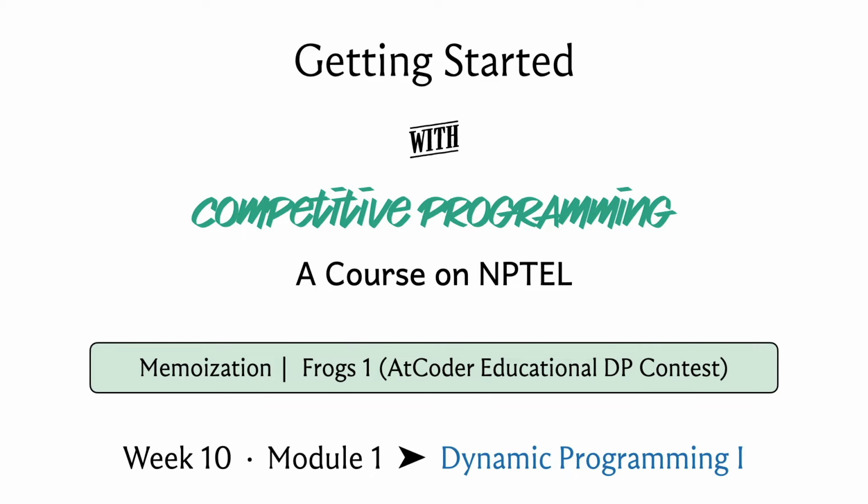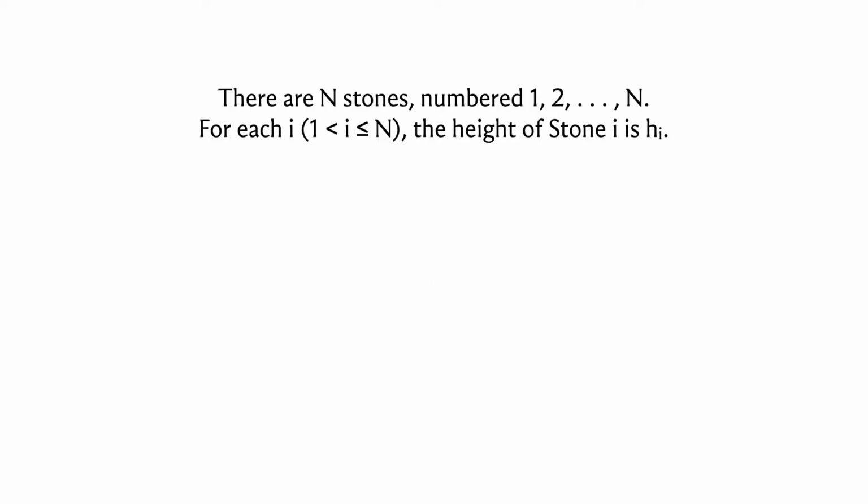As usual, we are going to start with a problem statement. This time I'll interweave an example as we go through the problem statement itself, and I encourage you to think about how this example works out as you go through the problem with me. So to begin with, there are n stones numbered 1 to n, and for each i from 1 to n, we are given the height of stone number i.